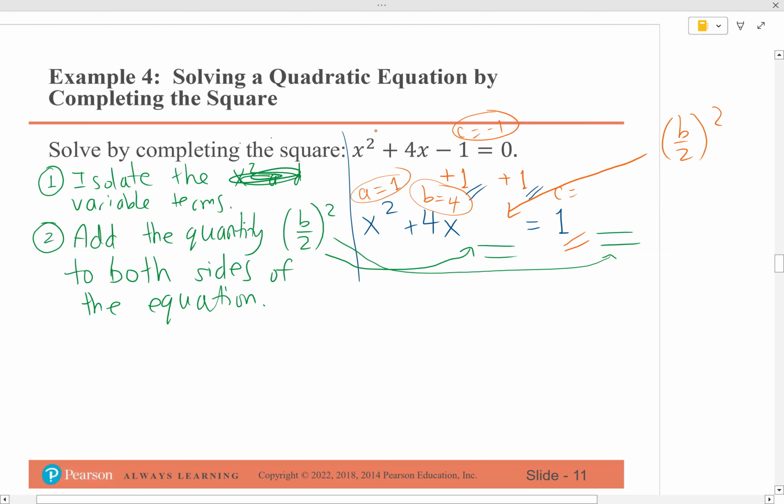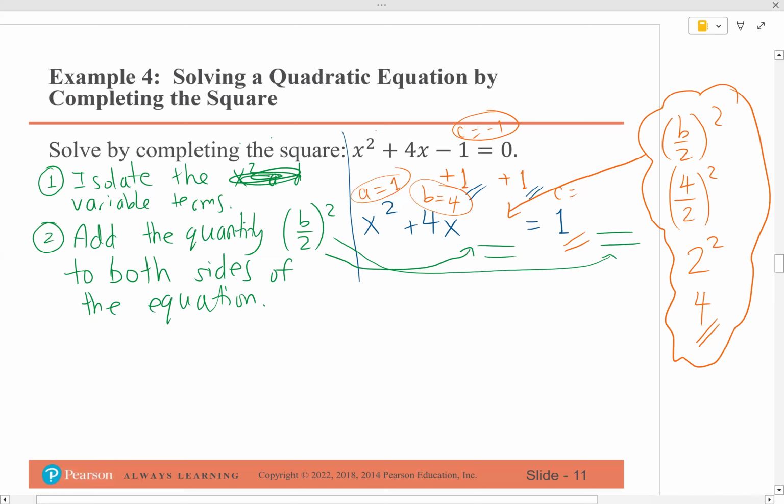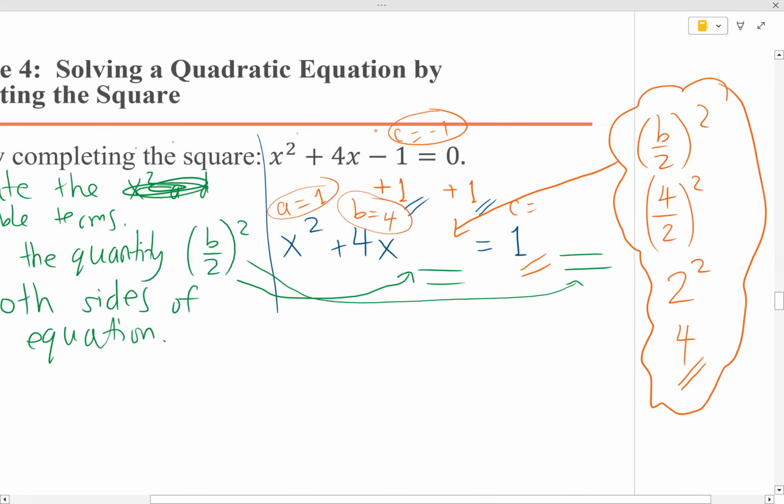Feel free to just do that in your head also. b is 4, so it really comes down to 4 over 2 squared. 4 divided by 2 is just 2, and if I square 2, I get 4. I used to call it a magic number. That's our magic number that we need to add to both sides. I'm going to add it here, and then add it over here.